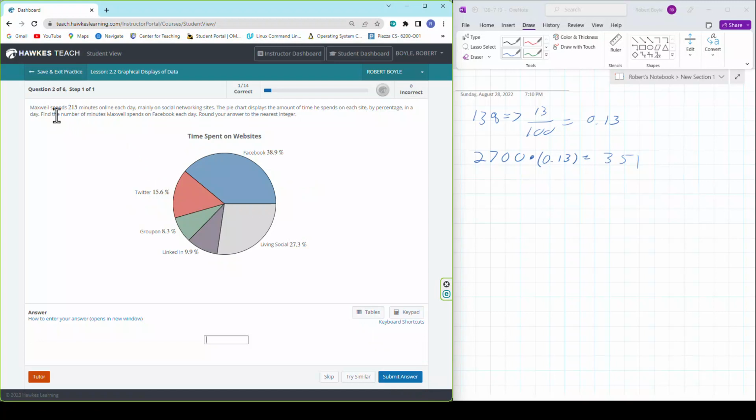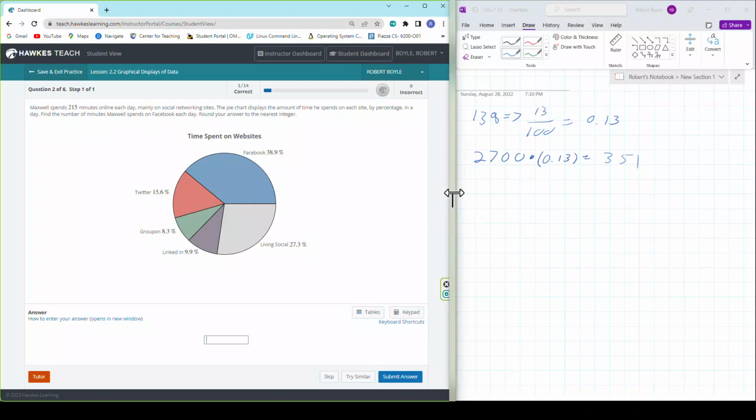Here is question 2. The exact same type of problem. Here we have Maxwell. He spends 250 minutes online each day, mainly on social networking sites. This pie chart displays the amount of time he spends on each site by percentage in a day. Find the number of minutes Maxwell spends on Facebook each day. Round your answer to the nearest integer. Facebook, he spends 38.9% of his time on Facebook.